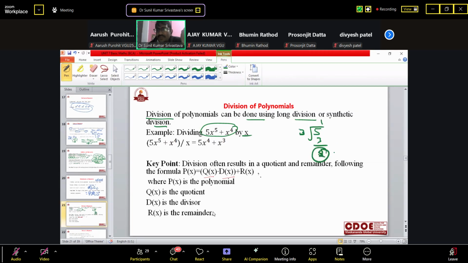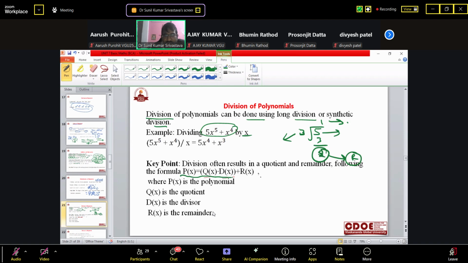So there are 4 terms here. This is known as the remainder. This is known as the quotient. This is known as the divisor. And this is known as the dividend polynomial. The divisor, dividend, remainder, and the quotient are written in the form of this one.